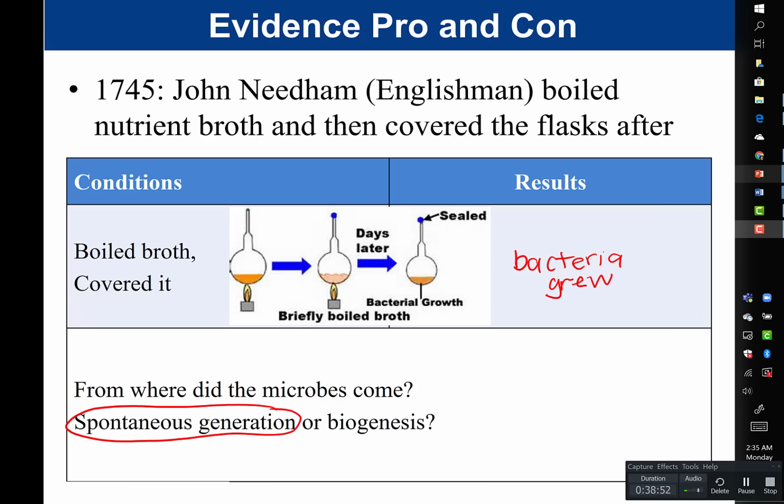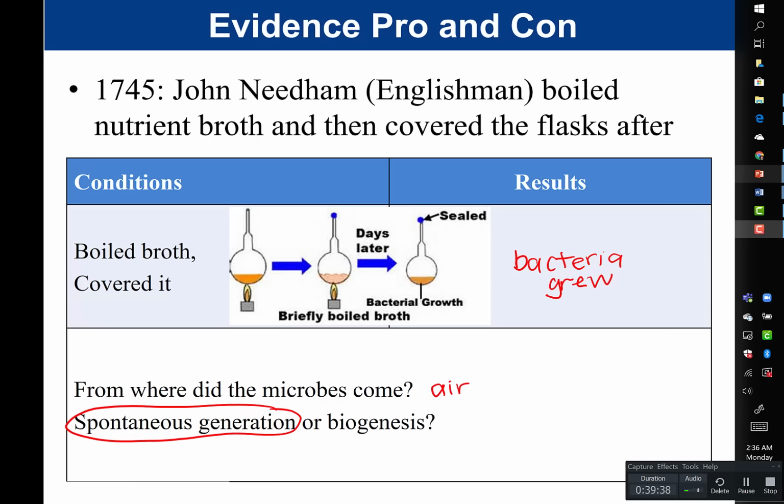He boiled it. He thought, well, I killed off the bacteria and then I covered it and somehow the bacteria grew. So that must be that spontaneous generation can occur, that you can get growth from nothing. However, it's simply because of a problem with the way that he designed his experiment. If you boil it, and the top is still off, and then you cap it, where do you think those microbes came from? And the answer is they came from the air.